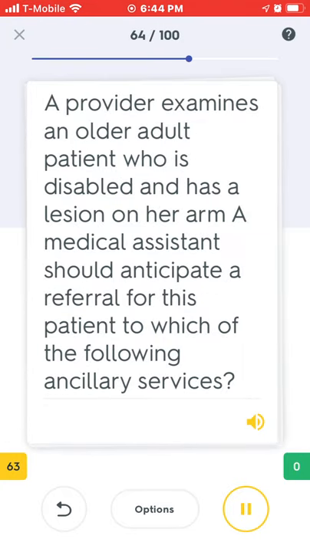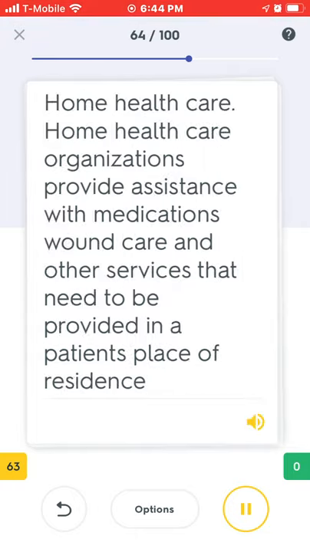A provider examines an older adult patient who is disabled and has a lesion on her arm. A medical assistant should anticipate a referral for this patient to which of the following ancillary services? Home healthcare. Home healthcare organizations provide assistance with medications, wound care, and other services that need to be provided in a patient's place of residence.